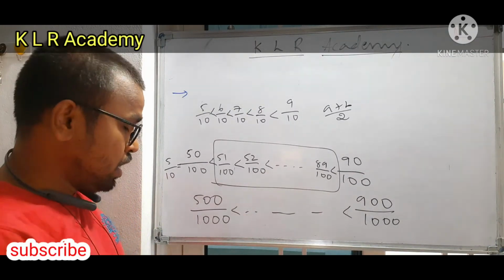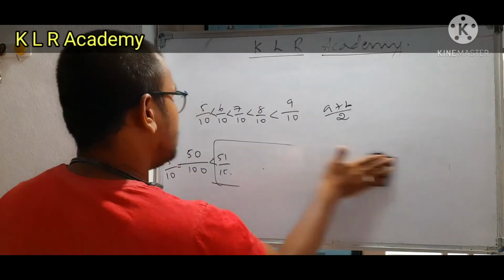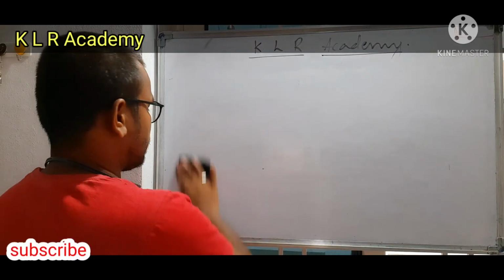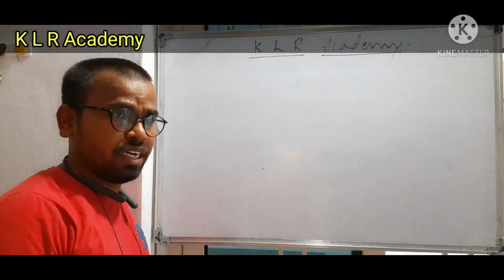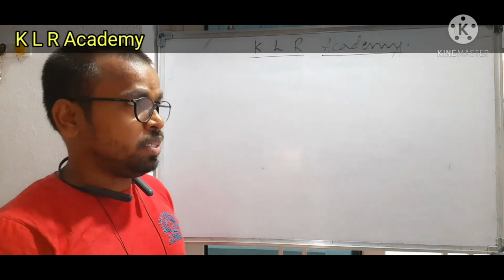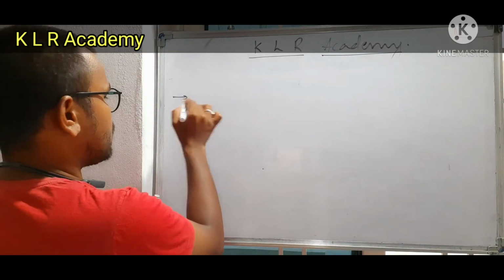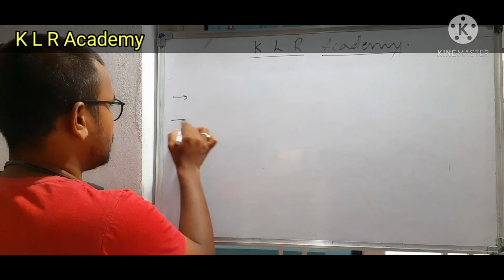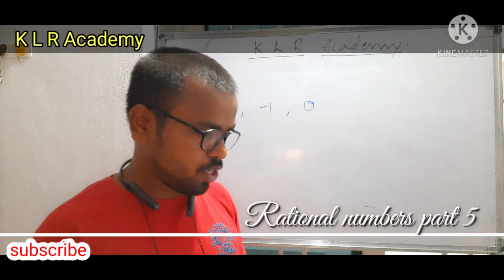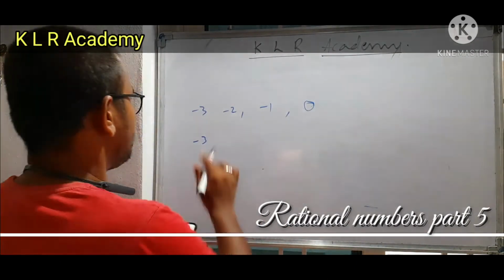Clear? If you go with the equivalent concept, then you can find many rational numbers between any two rational numbers. Clear? This is the finding of rational numbers between any two rational numbers. Okay. With this, two concepts we have discussed. One is the representation of rational numbers on number line, and another one is finding rational numbers between any two rational numbers. Before going to exercise 1.2, we solve some example problems and then we discuss exercise 1.2.